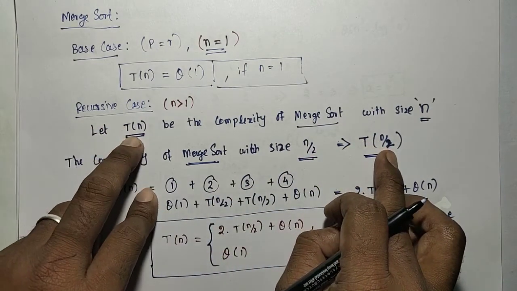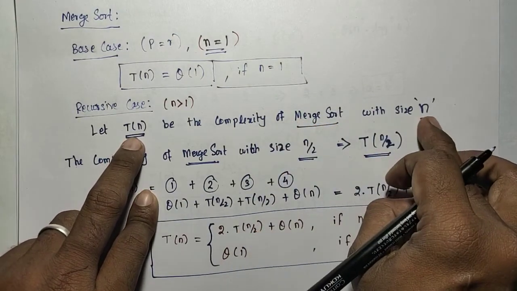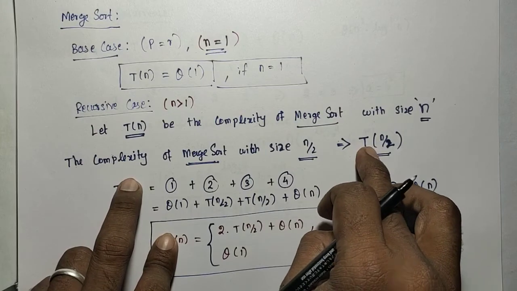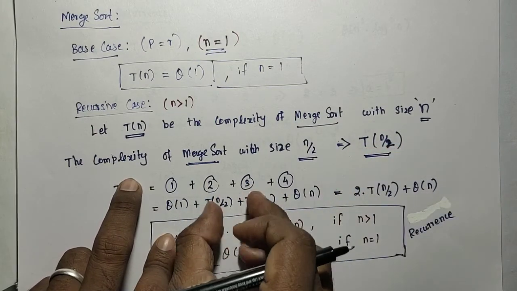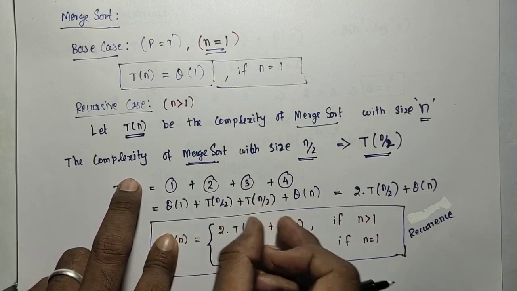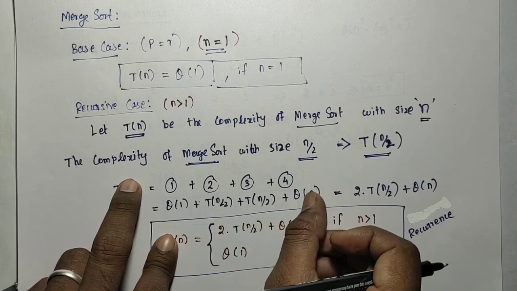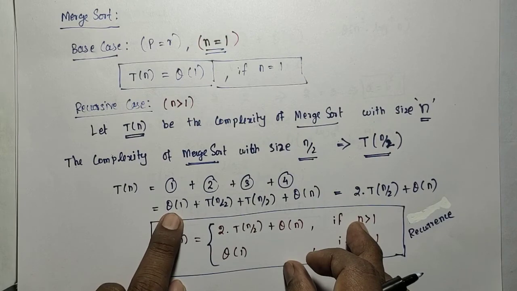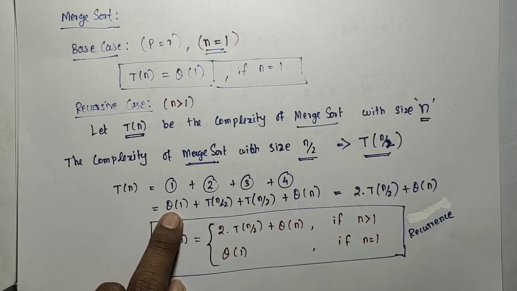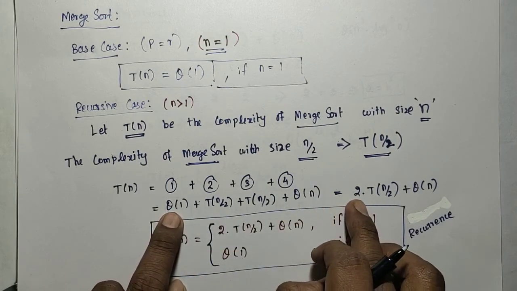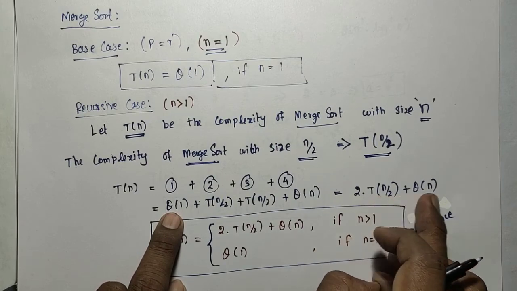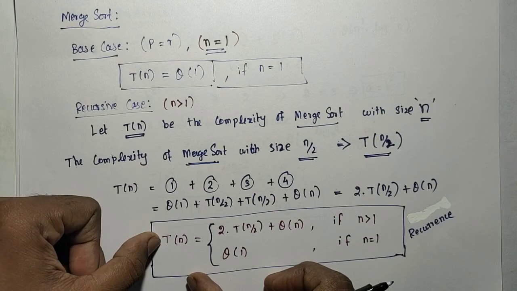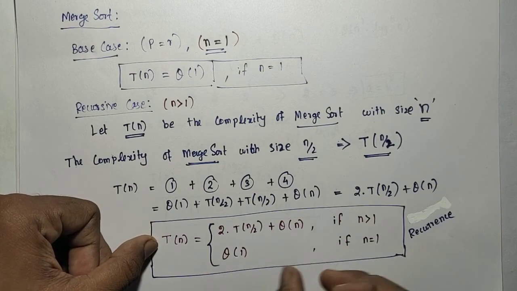So if T of n be the complexity of merge sort with the size n, the complexity of merge sort with the size n by 2 will be T of n by 2. So we need to substitute the T of n by 2 for these two cases, plus the theta of n is the complexity of the merge algorithm. The theta of 1 is the complexity for dividing that input, calculating the m value. So it can be written as 2 into T of n by 2 plus theta of n.